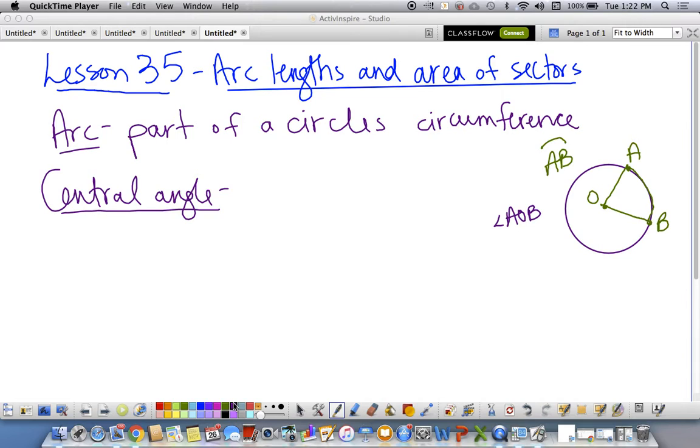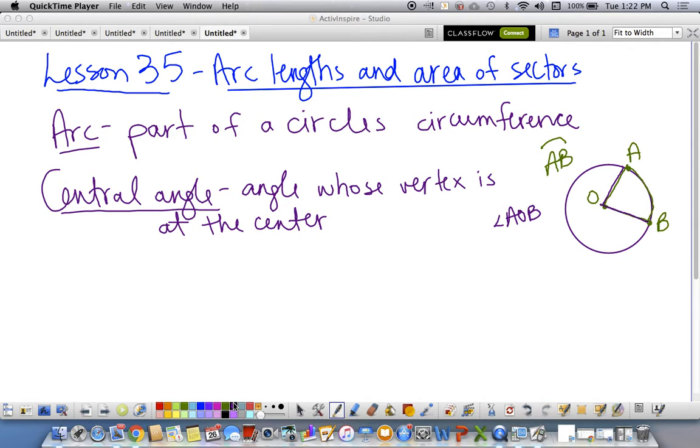Yes. And what is that at the center of the circle? What part of that angle? Two radii that connect at the center. So the vertex is at the center of the circle. Central angle is simply an angle whose vertex is at the center of the circle. I need to say of the circle.